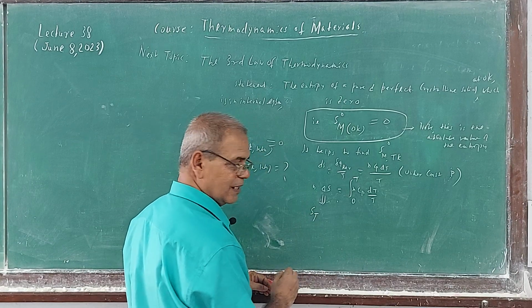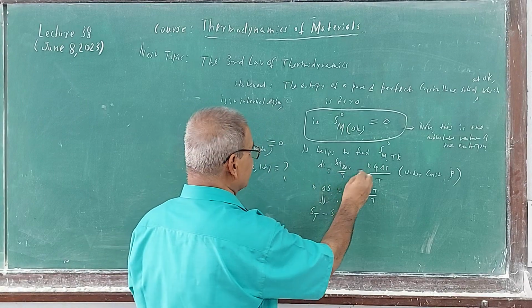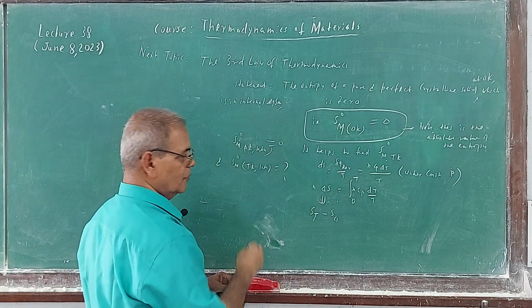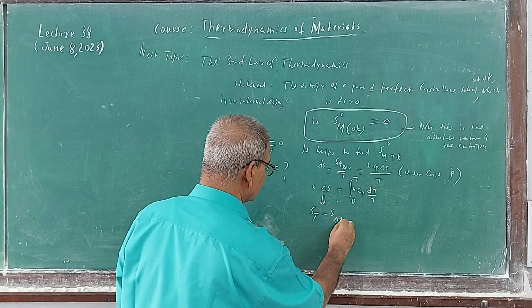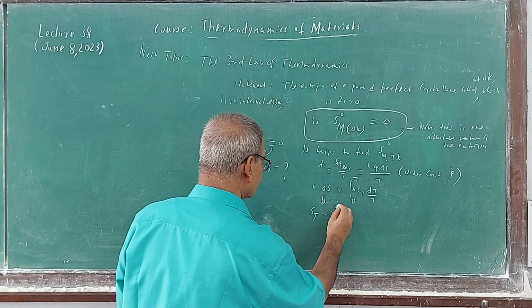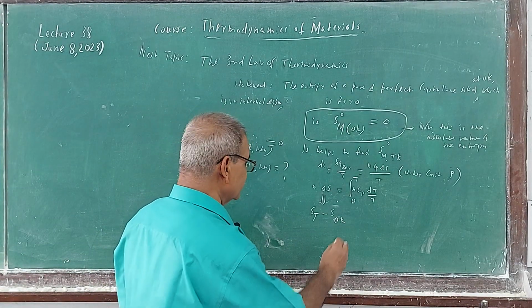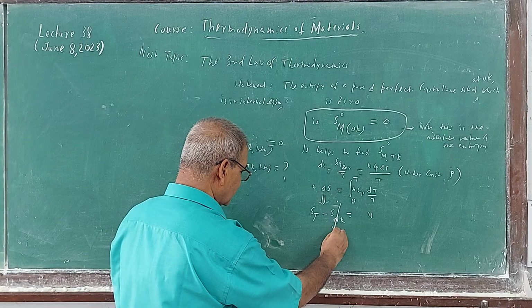S_T minus S_0. What is the change? State 1 to state 2. S_T minus S_0, at 0 Kelvin. So delta S, both are standard state, so don't worry, I already mentioned it. S_T minus S_0. What is the value of S_0?